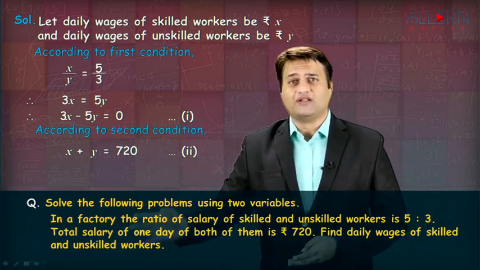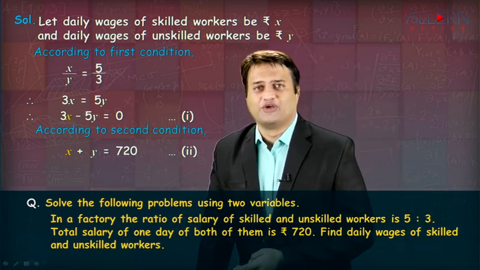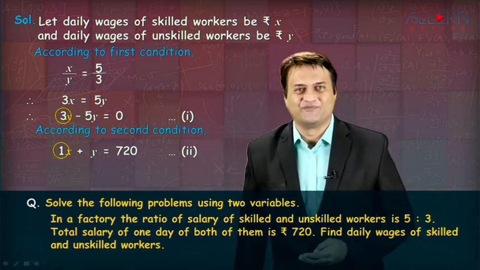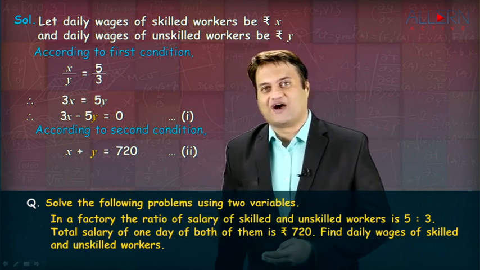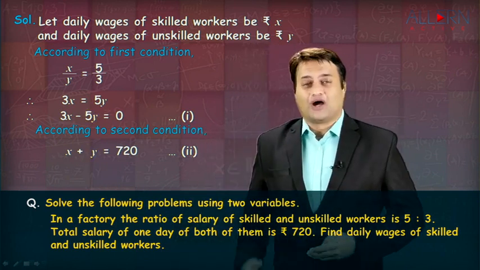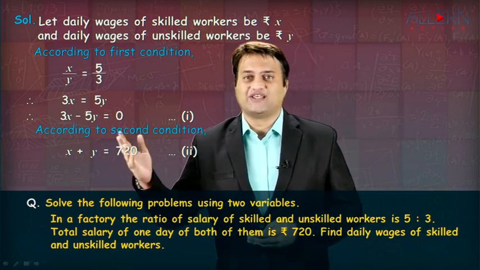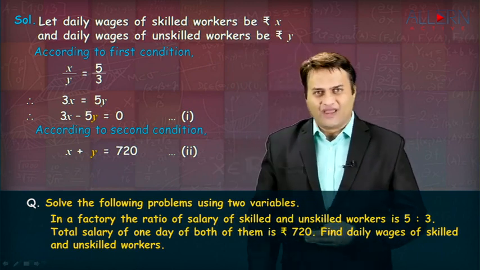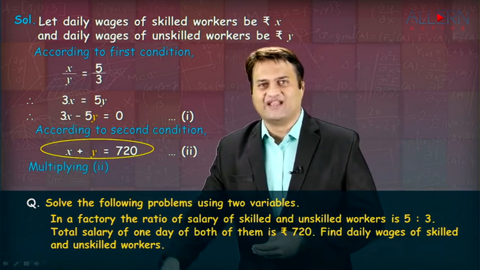Now look at the two equations. Look at the coefficients of X. The coefficients are not the same. You cannot eliminate X. Look at the coefficients of Y. The coefficients are not the same. You cannot eliminate Y. So now you either make the coefficient of X same or make the coefficient of Y same. To make the coefficient of Y same, we need to multiply the second equation by 5.